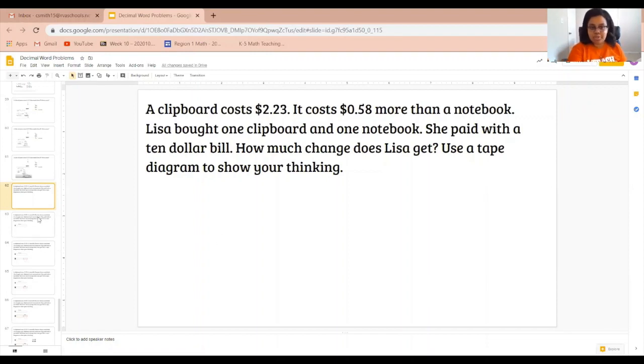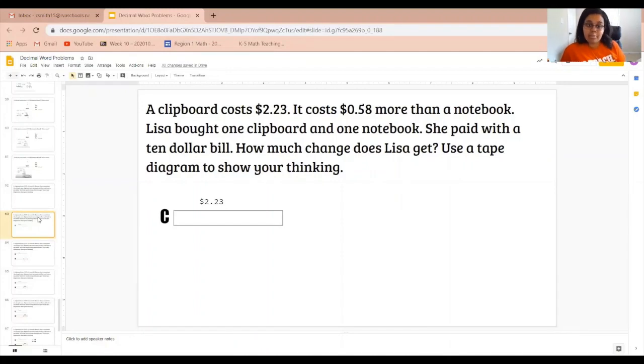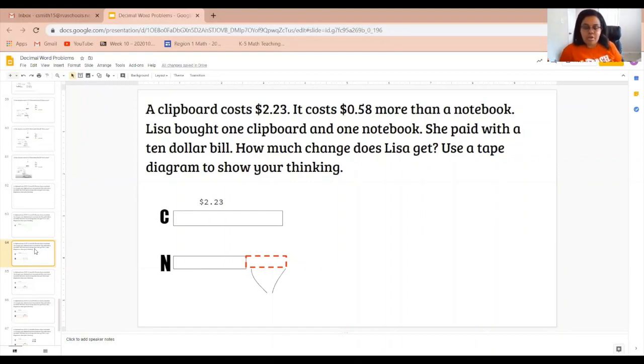So first, on your piece of paper, go ahead and make a C. Next to that C, make a bar and label it for $2.23, the price of a clipboard. From there, make an N, and then you're going to make another bar. Except that bar is going to be a little bit shorter because we know that a notebook is 58 cents less than a clipboard. And the problem states that the clipboard costs 58 cents more than a notebook.